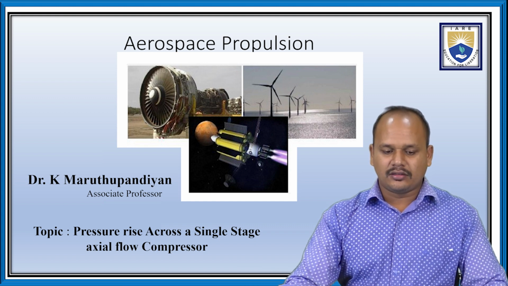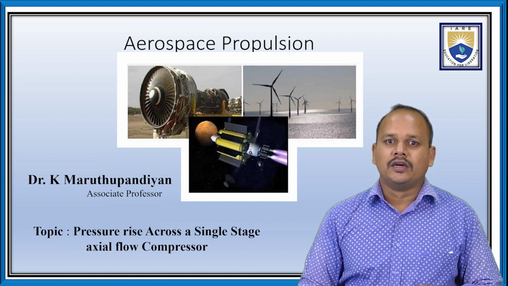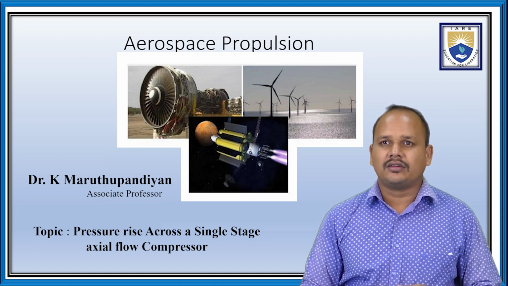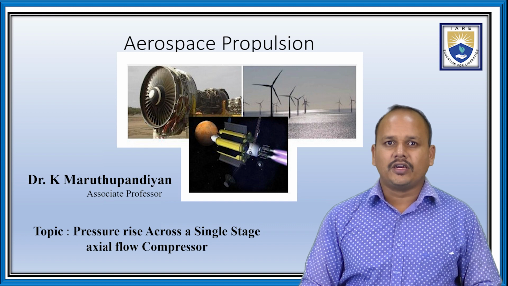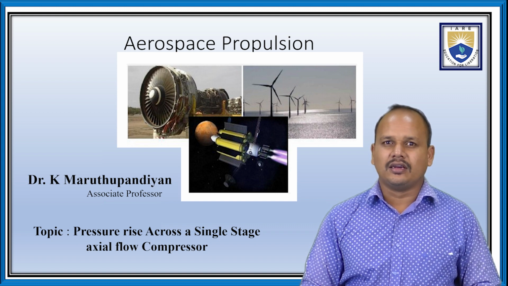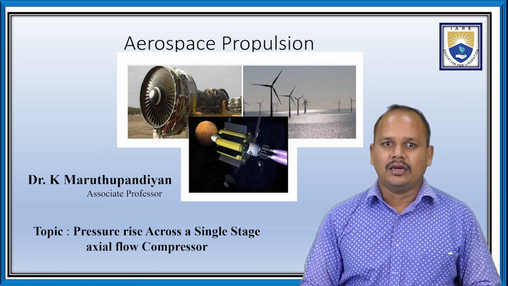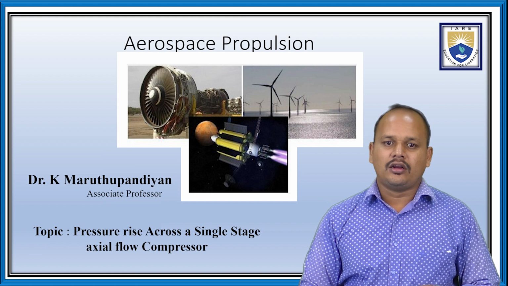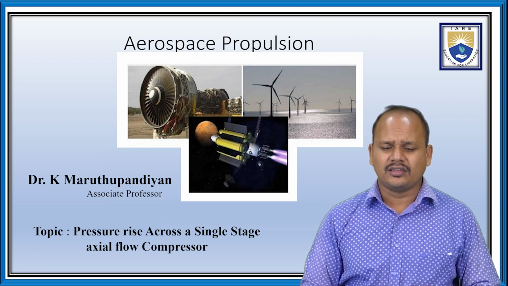So what we are going to discuss in today's lecture is that we are going to first draw the velocity triangle for a single stage axial flow compressor. From the velocity triangle, we are going to find out the equation for pressure rise across a single stage axial flow compressor. And we are going to see what parameters it depends on in order to get a pressure rise across a single stage.